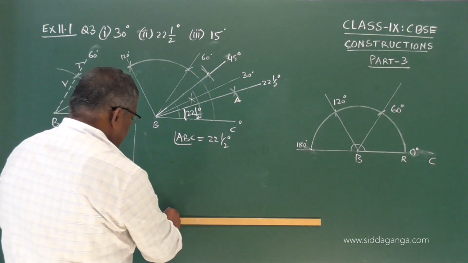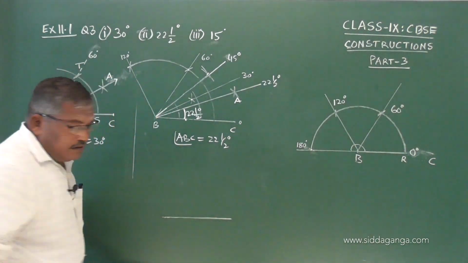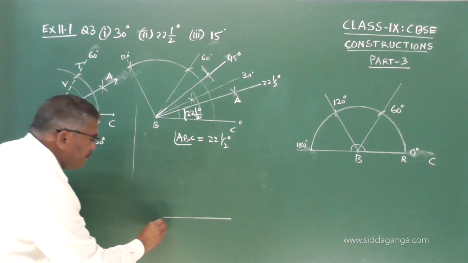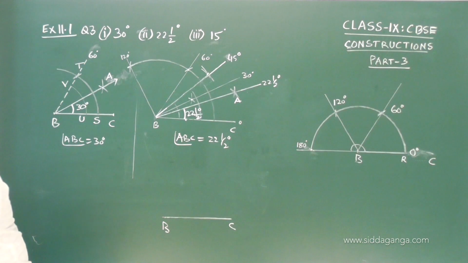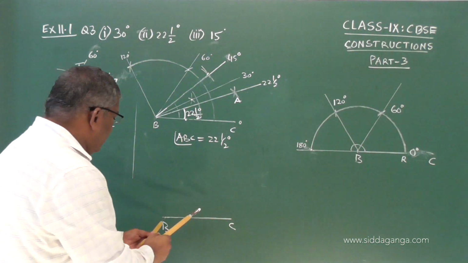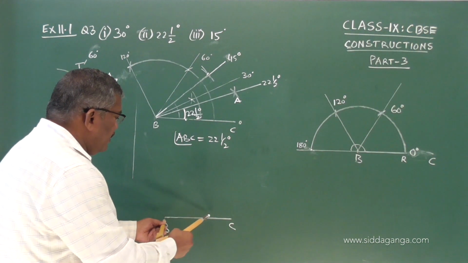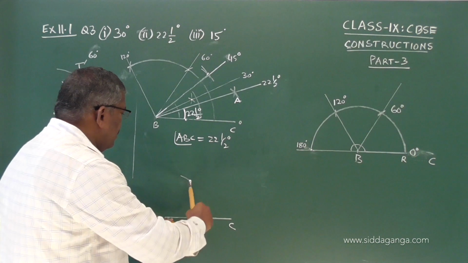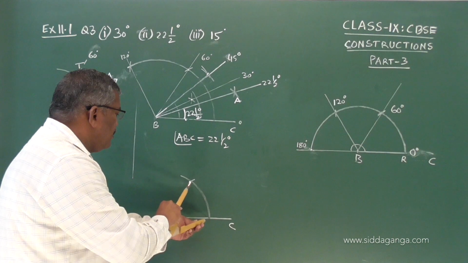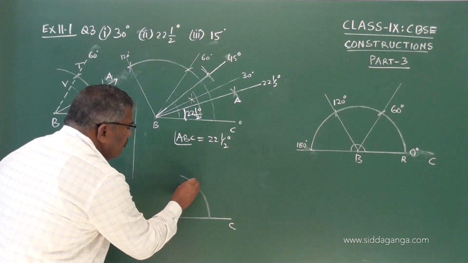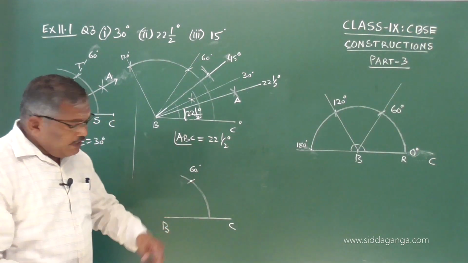So, I will go with the third one now. Take a line BC. Now, you construct a 60-degree angle. You are familiar with that procedure. Take more than half of BC radius to draw an arc. Now with this you cut this arc. You know that this point will give you 60 degree. So, I want 15 means I have to divide it twice.